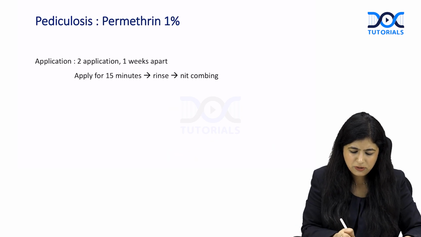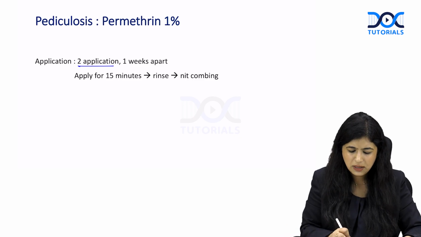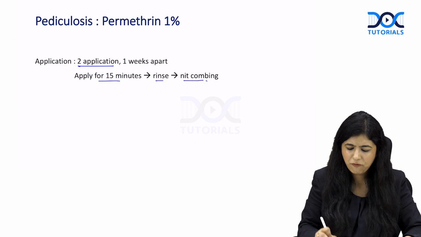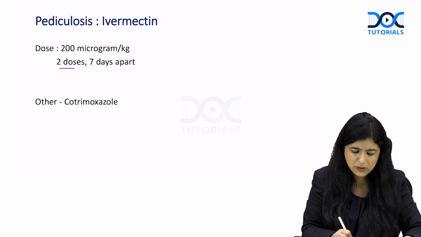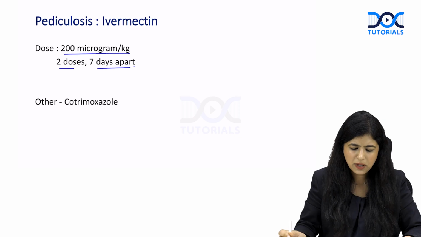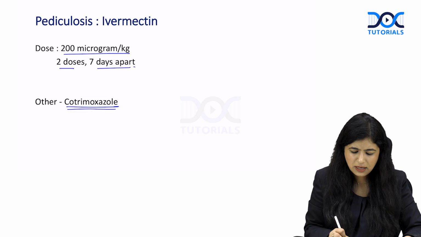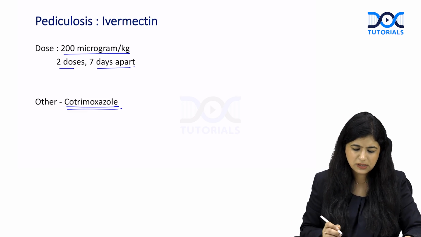Permethrin used at a concentration of 1% is given as 2 applications, 1 week apart. Apply on dry hair for 15 minutes, rinse, follow it up with nit combing. Ivermectin, again given in 2 doses, 7 days apart at a dose of 200 microgram per kg stat. Another oral drug that we can use here is an antibiotic, that is cotrimoxazole.